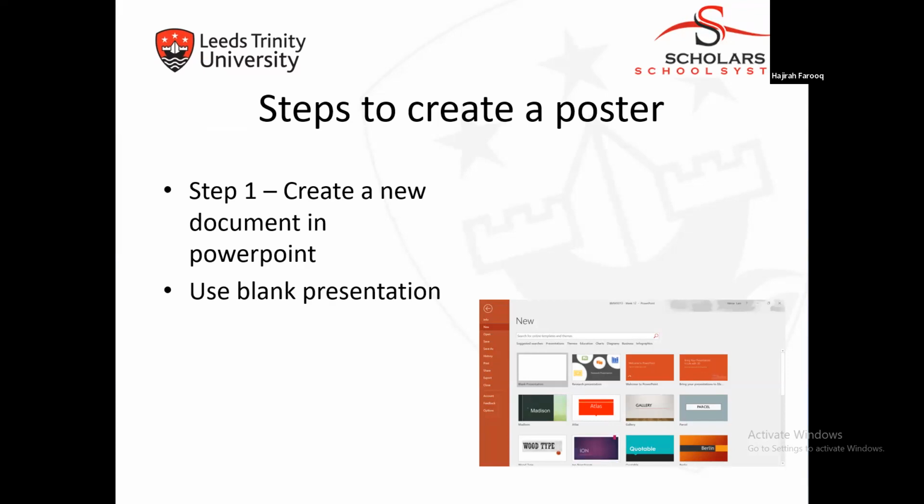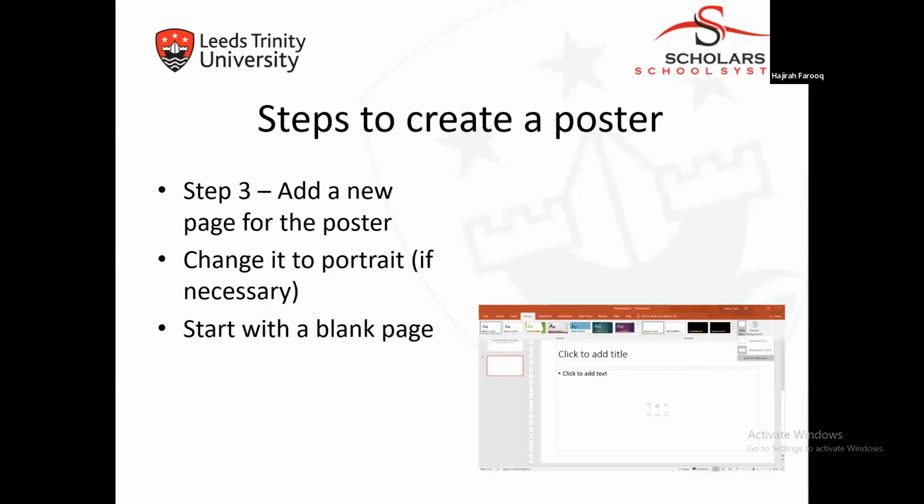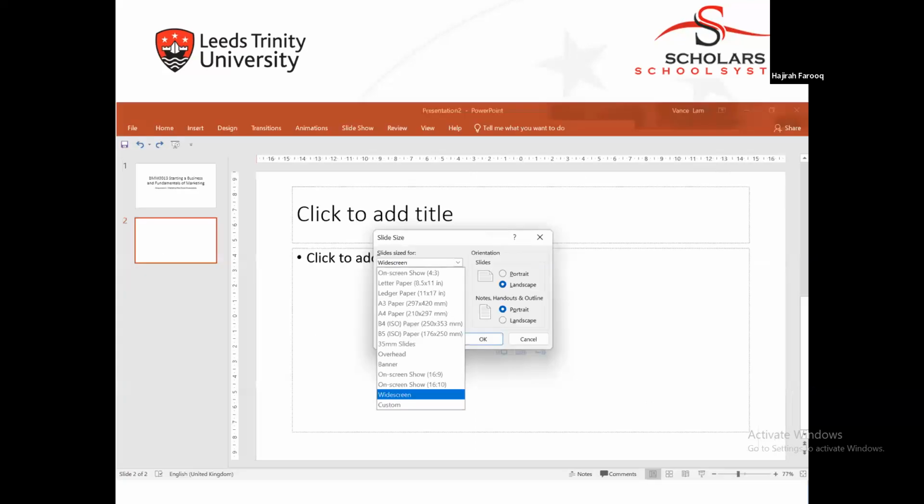Step one is to create a new document in PowerPoint and use a blank presentation. Step two is to edit the first page with module code, module name, and the assignment title. Step three is to add a new page for the poster, change it into portrait if you want to, and then start with a blank page.